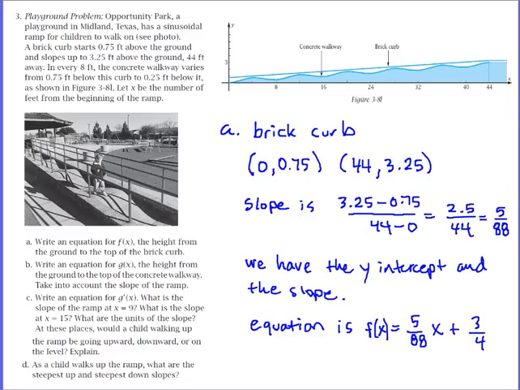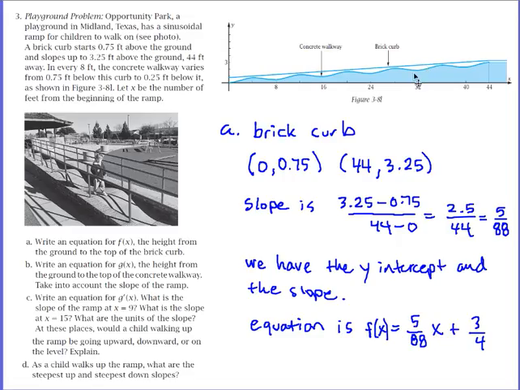Okay, class, this is problem number 3 from section 3.8. I think in this case we need to look at all the parts, but kind of look at them one at a time. So in part A, we're just asked to write an equation for just this diagonal line on the top. That's the top of the brick curb.